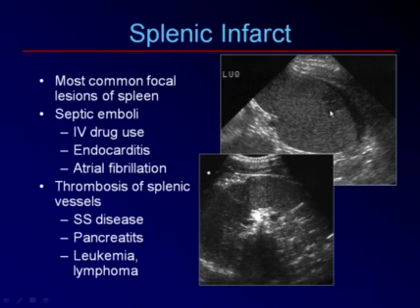Infarcts are a classical wedge-shaped, peripherally located hypoechoic defect, which can be seen with septic emboli or just simply thrombosis of vessels. It's the most common focal lesion in the spleen. With septic emboli, we have to think of drug abusers. It occurs in patients with endocarditis, atrial fibrillation, and patients who actually get vessels thrombosed in the spleen. We have to think of sickle cell disease, pancreatitis, leukemia, and lymphoma.